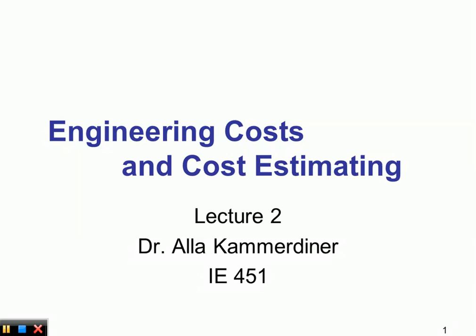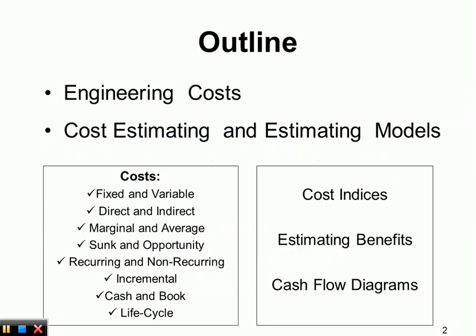Today we will talk about engineering costs and cost estimating. We will focus today on engineering costs, and then we'll continue the lecture next time on cost estimating and estimating models. We will discuss different types of costs, including fixed and variable, direct and indirect, marginal and average, sunk costs and opportunity costs, recurring and non-recurring costs, incremental costs, cash and book, and also lifecycle costs.